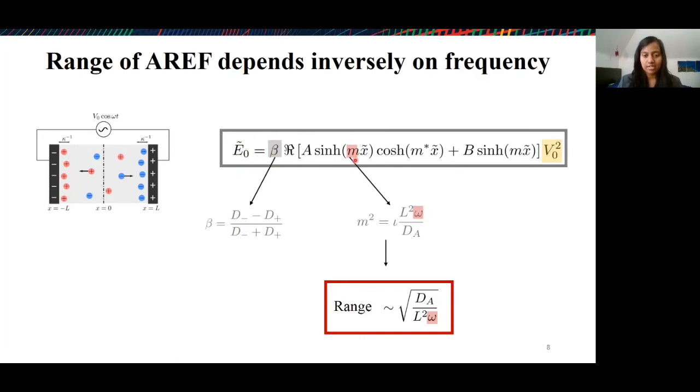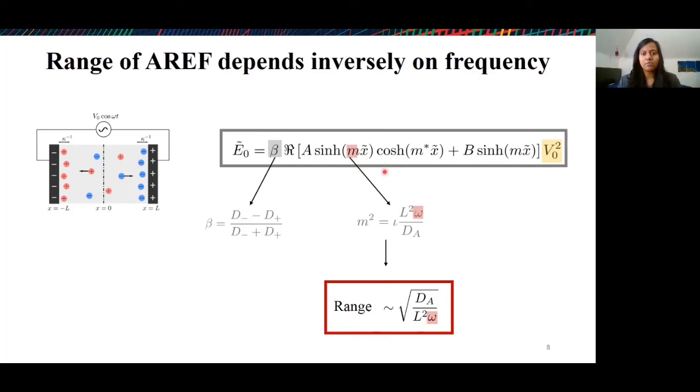The other thing I want to point out is that we now know the functional dependence on the position. And so from this, we're able to get a characteristic length scale or range of the steady electric field. From our expression, the range of this steady field is inversely proportional to the square root of the frequency. And so if you wanted to increase the range of this electric field, you would want to decrease the frequency and vice versa. Now, these are just some things you can directly see by looking at the expression.